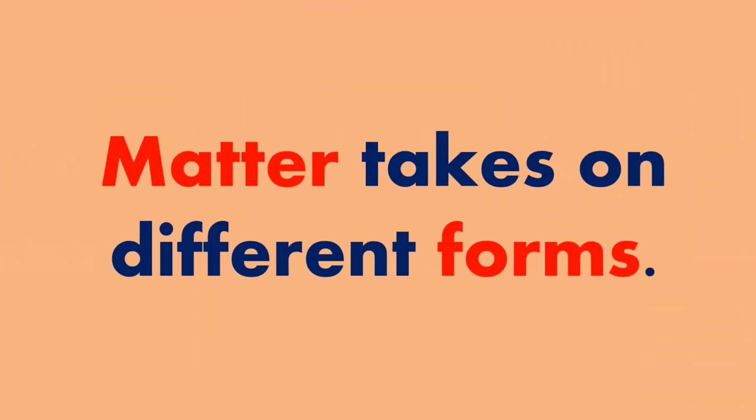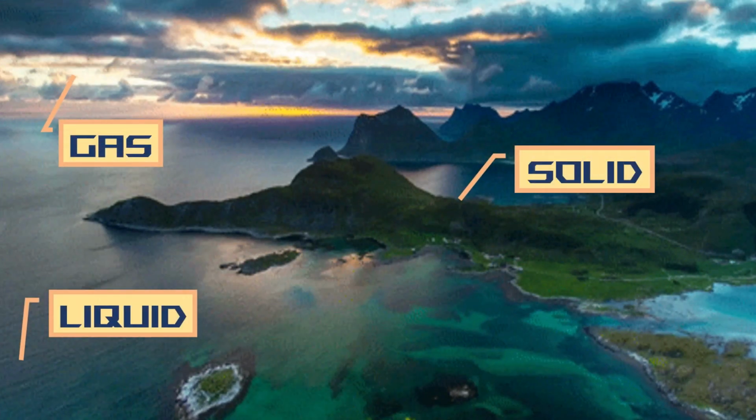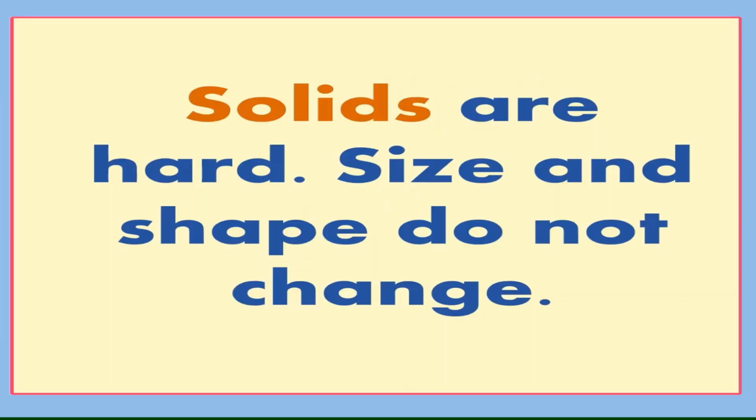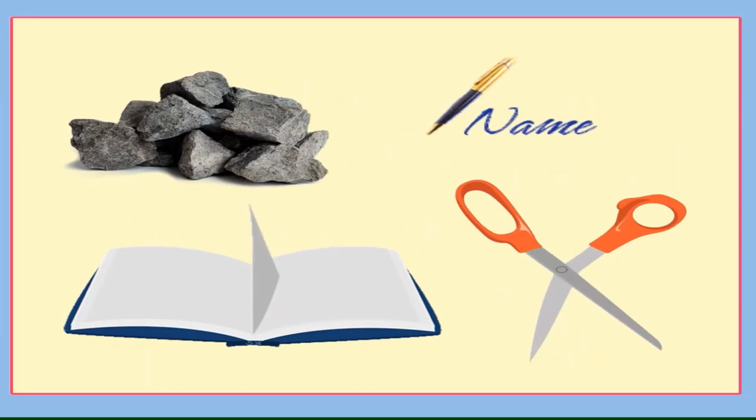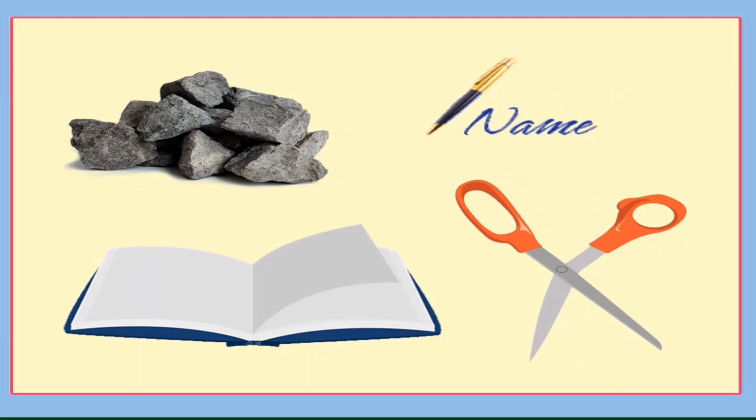Matter takes on different forms. We call these forms states of matter. The 3 most common states are solid, liquid, and gas. Solids are hard. They have a set size and shape, and they don't change easily. Examples of solids are rocks, pens, books, and scissors.